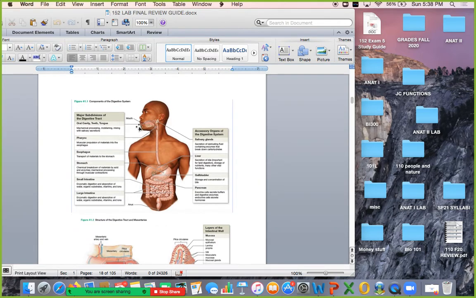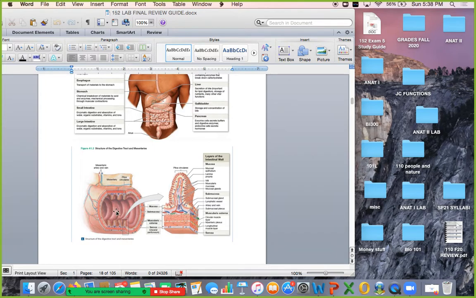So you're going to need to know all of the different major organs of the digestive system, including which ones are the major organs and which ones are the accessory organs. So make sure that you can identify things like the liver, the gallbladder, and the pancreas, which are not actually digestive organs but provide digestive enzymes to the digestive tract throughout it, etc.